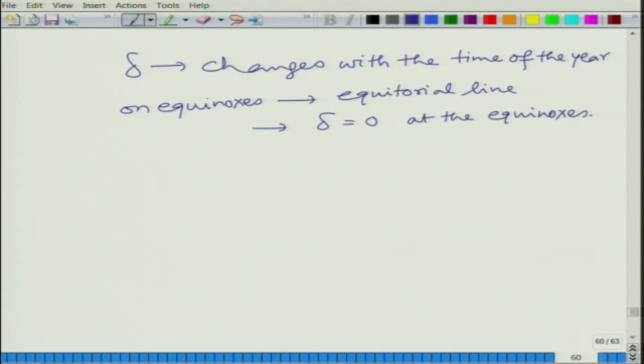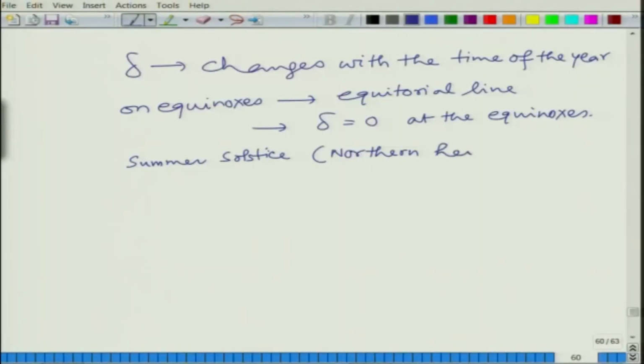Now, on the other hand, on the summer solstice, again I should remind you that whenever we talk about summer, we talk about the northern hemisphere summer. So, later in the course I will not repeat this. For the first time let me say it a few times so that you get the sense. Northern hemisphere summer.